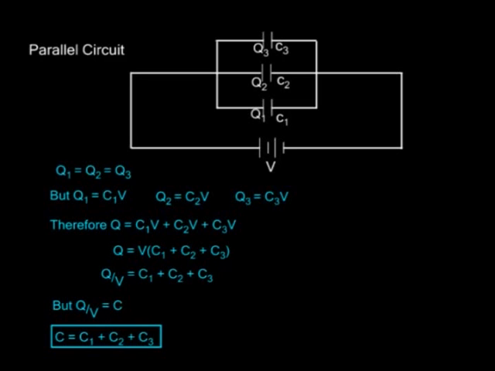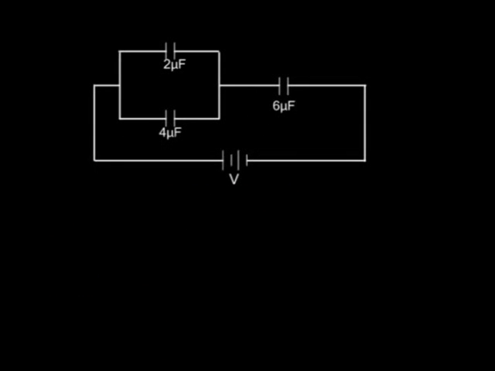Now, to find the effective capacitance of a series parallel arrangement, the network is systematically reduced into a single capacitor. Let's take an example. Now, the capacitors on your screen are connected in parallel and in series. Calculate the effective capacitance.